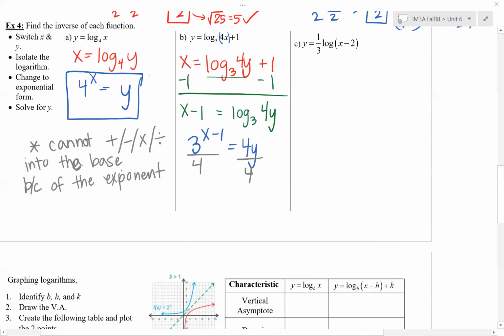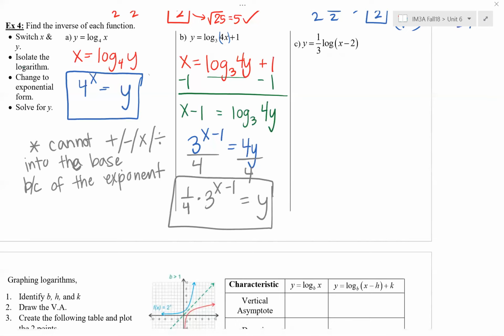The way that I would write this would be an acceptable way to write this, but typically you should write it as 1/4 times 3 to the x minus 1 equals y. I wouldn't mark you wrong if you wrote it as 3 to x minus 1 all over 4. It would still be appropriate, but this is more precise of an answer.